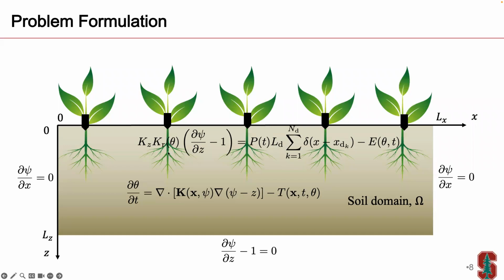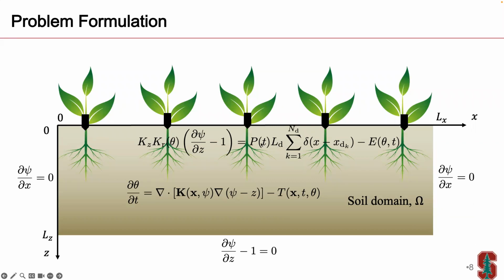We consider the soil anisotropy and the heterogeneity, so it is a second-rank tensor. T is the sink term in the Richards equation, which represents the plant transpiration or root water uptake function. And we impose a free drainage condition at the lower boundary, and there are no flux conditions on the left and the right boundary.